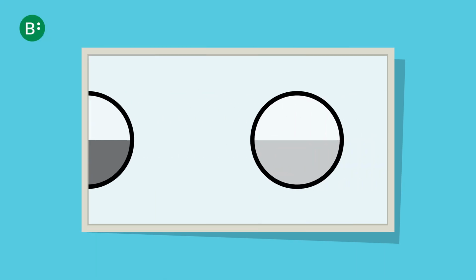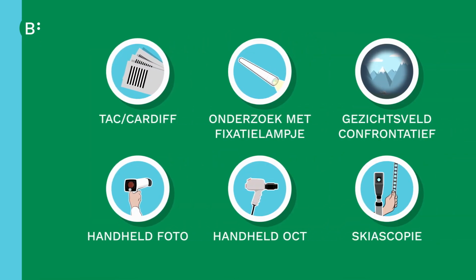Contrast vision. Half dark and half light circles are shown on the computer screen. We ask the child which half of the circle is dark, top or bottom.